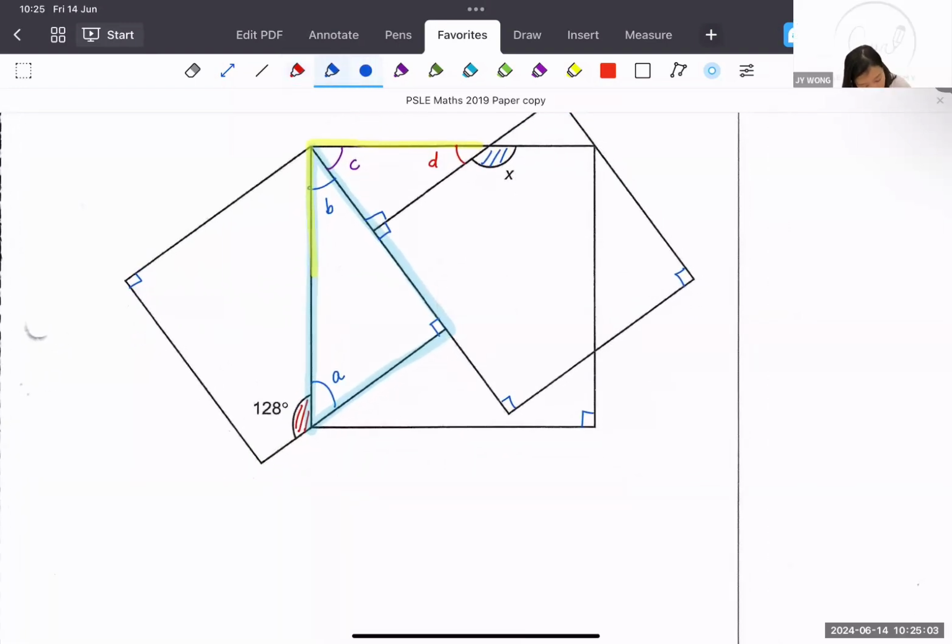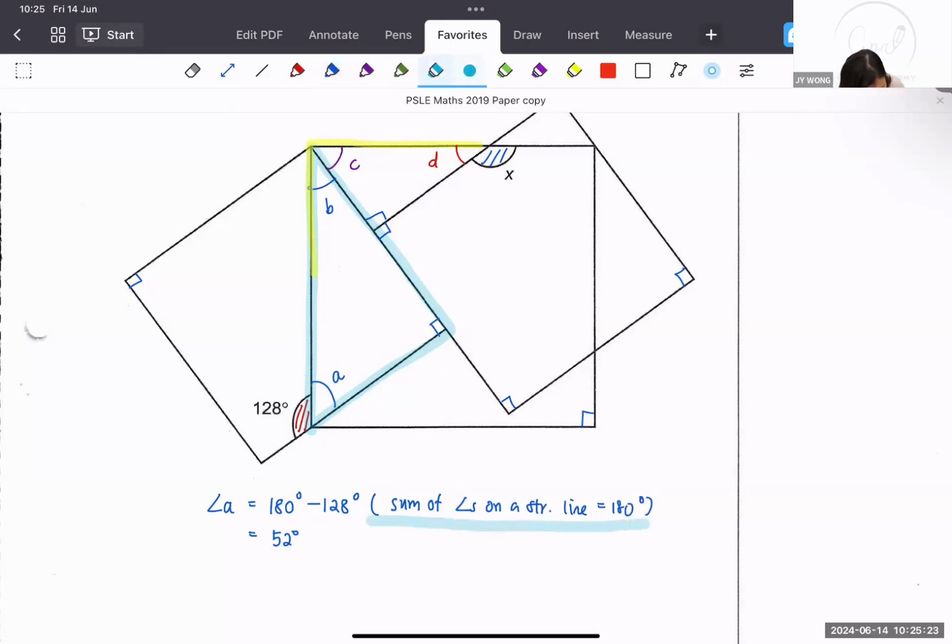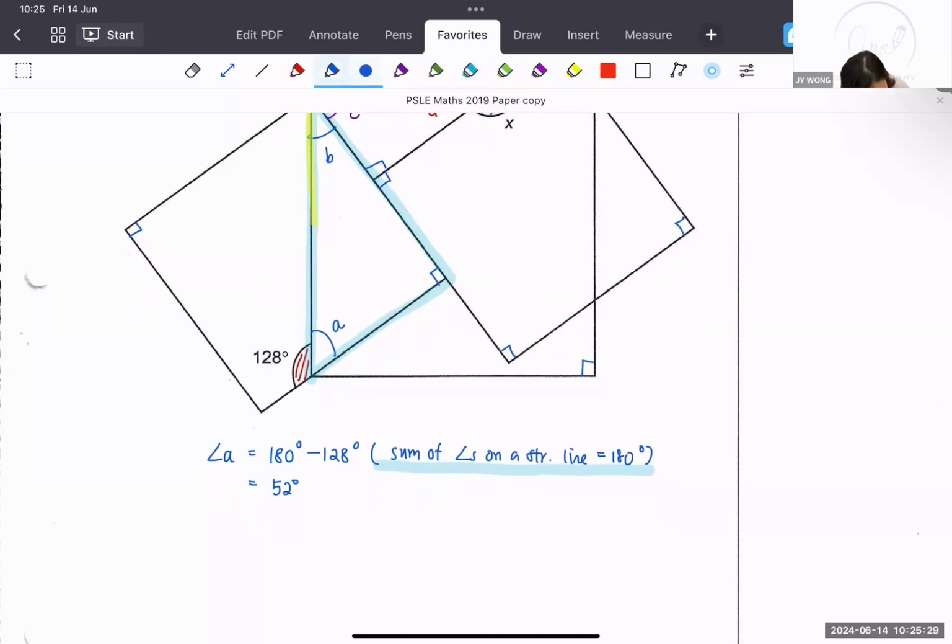So I'm going to find angle A. The angles on a straight line add up to 180. Sum of angles on a straight line equals 180. Of course, the reasoning, you don't exactly have to write to get the marks, but I'm writing so that you understand how I actually get the answer. So this is why I know that A equals 52 degrees.